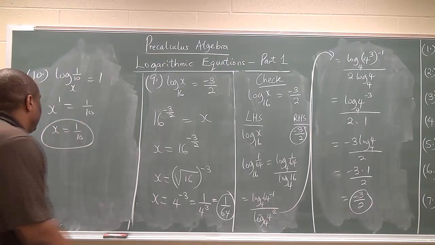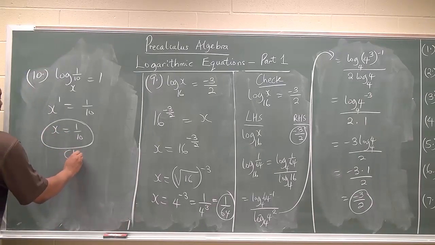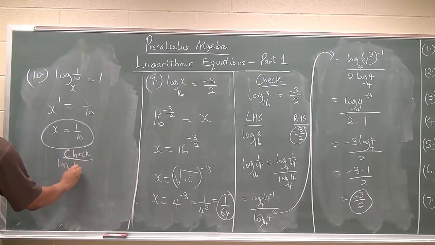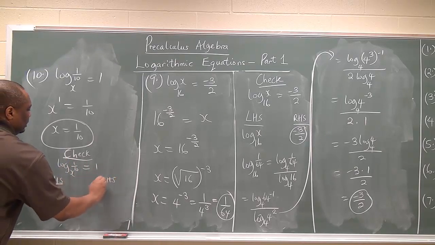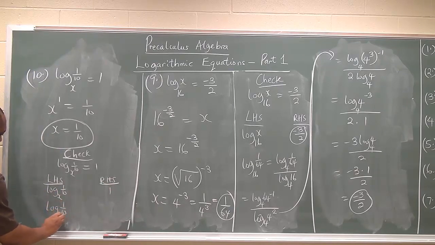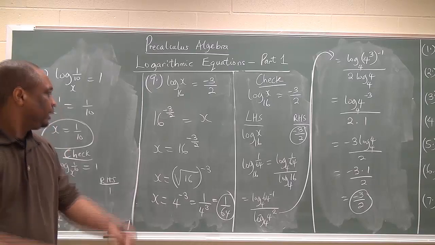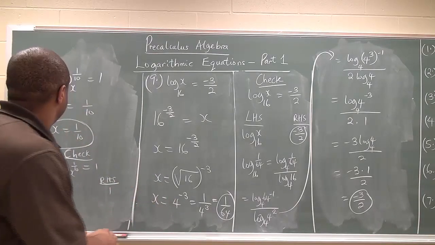Then what do you do next? You just check it. The check is pretty simple too. Check: log 1 over 10 base x is equal to 1. Left hand side is log 1 over 10 base x and right hand side is 1. But our x is 1 over 10, so this will be log 1 over 10 base 1 over 10. Of course, this is 1 by the laws of logarithm: log x base x is 1.